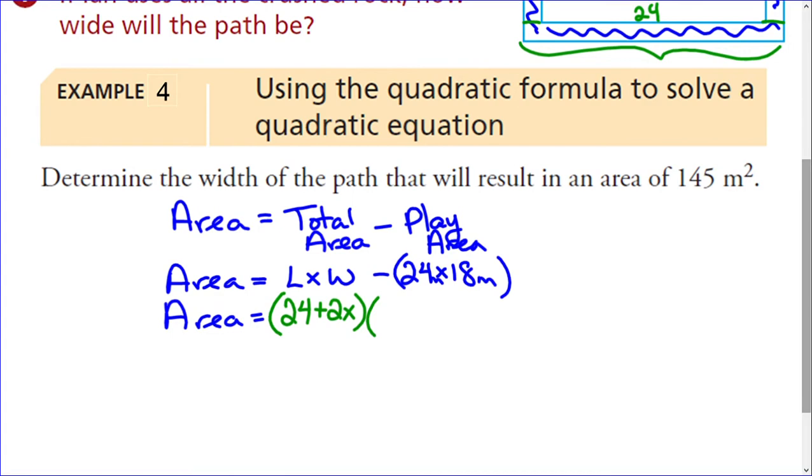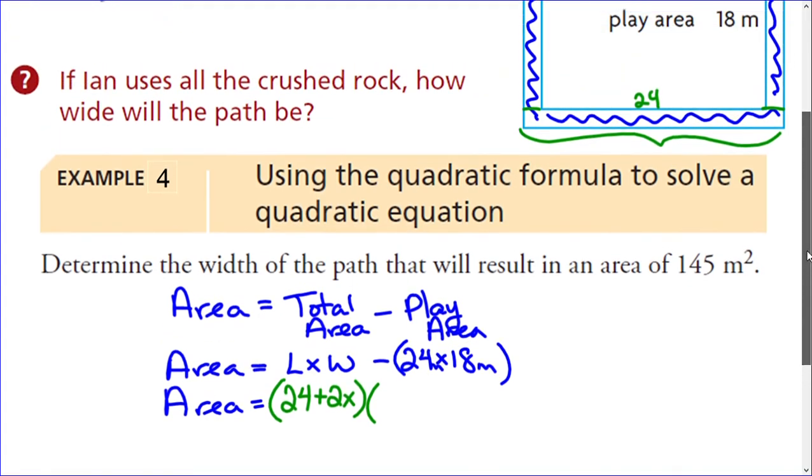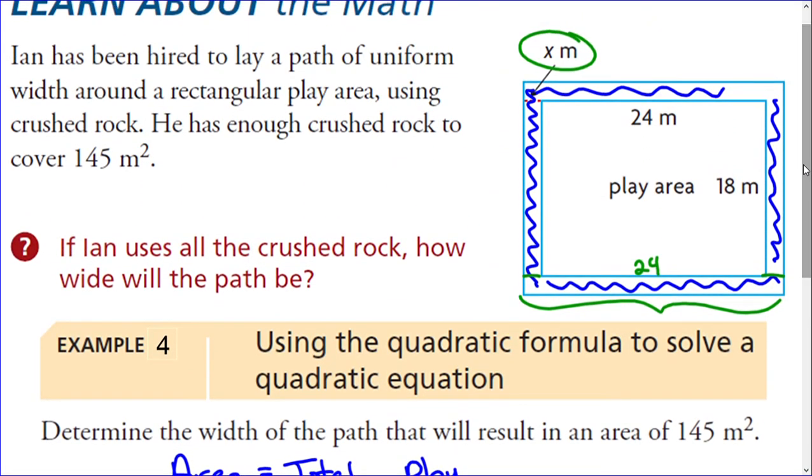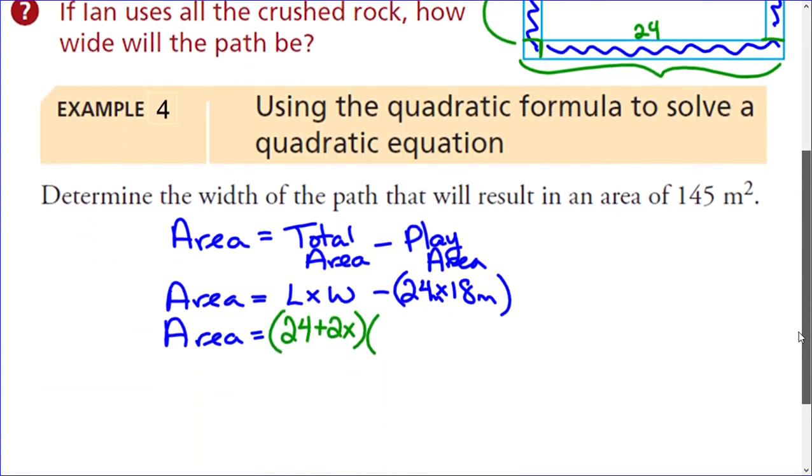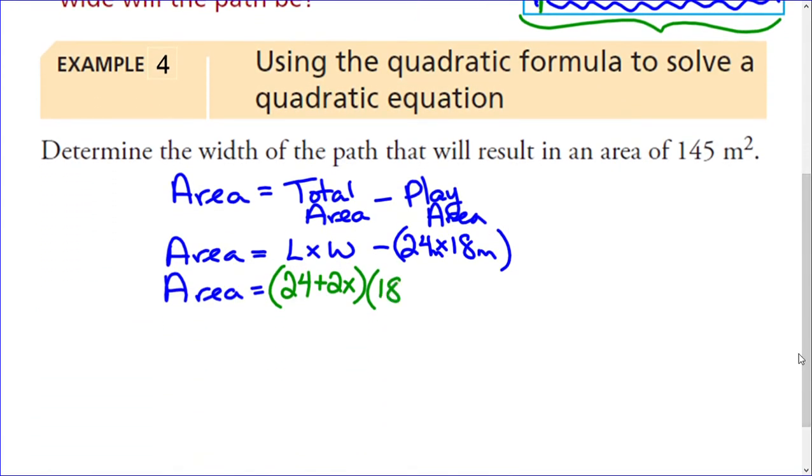Now that's being multiplied by the width. And so the width of this thing, same thing now, the width is going all the way here, and I know the width is 18 meters, and then I have 2 extra x's that are there to make it the full length. So it's really 18 plus 2x. And then I'm going to take away from that 24 times 18, which is 432 square meters.